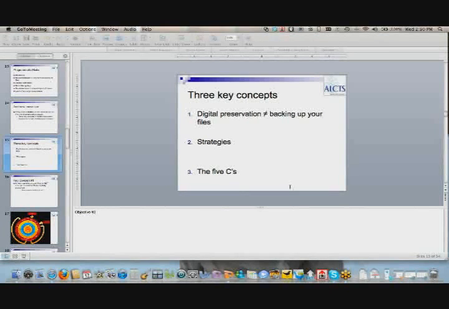Clemson doesn't participate in Portico. We participate in LOCKSS. We don't participate in Portico. So I'm not sure where that information came from, but we participate in LOCKSS.